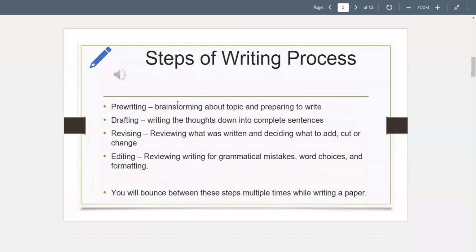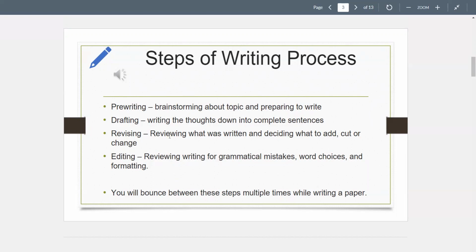So as I said, pre-writing, we're going to be brainstorming about the topic, preparing to write, figuring out what we're going to write about, what topic? Is it narrow enough that we can write a paper on based on the size paper that we're planning on? Or is it broad enough that we can write enough to get to that full paper? And do we have a thesis to guide how we're going to write? When we're drafting, we're just writing down the thoughts into complete sentences. I like to call this the word vomit stage because we're just trying to get all of our ideas onto paper, and we'll talk more about that.